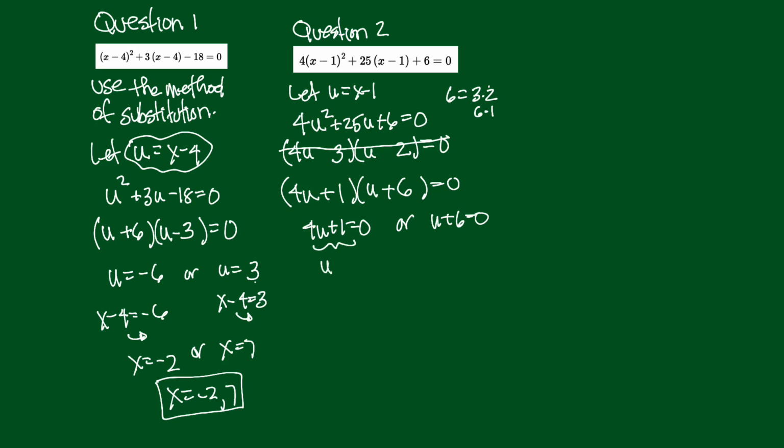What are you going to do? You're going to subtract 1, divide by 4. So let's just do it. Subtract 1, divide by 4, or over here, u is negative 6. But I'm not looking for u, right? I'm looking for x. So what is u?